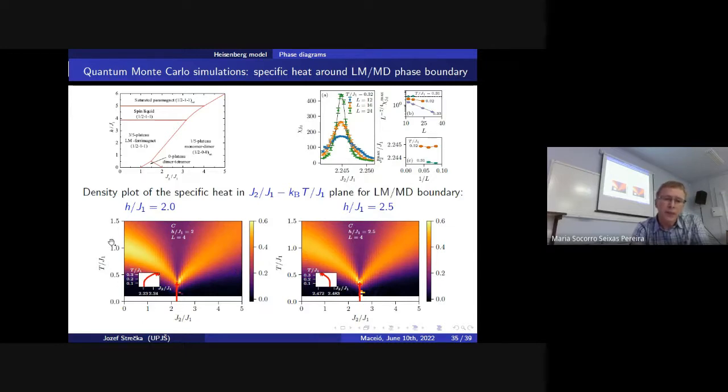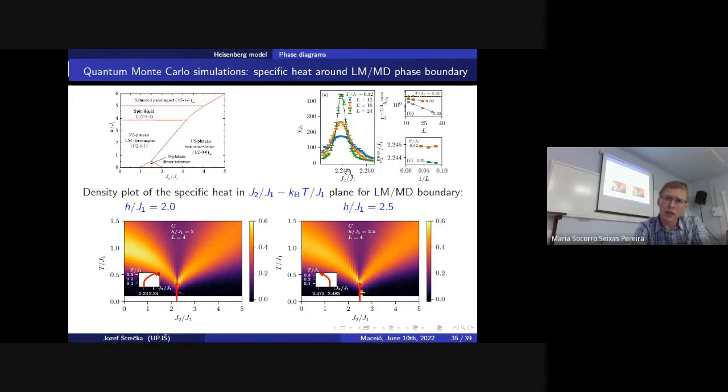So the answer is yes. This is the density plot of specific heat from the quantum Monte Carlo simulation in the plane of interaction ratio versus temperature for two fixed values of the field, 2 and 2.5. They are running exactly through this phase boundary between the Lieb-Mattis ferrimagnetic state and monomer-dimer. And you can see that there is a very intense peak in specific heat. One can even see that the bending for lower values of the field is to the right and for the higher one is to the left. So it's completely the same physics as I explained in the Ising-Heisenberg model. So it is very useful from that point of view.